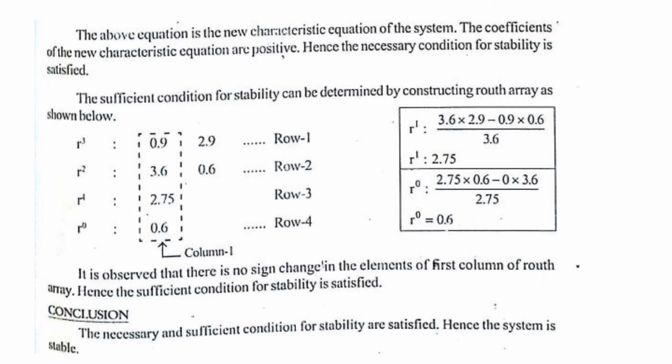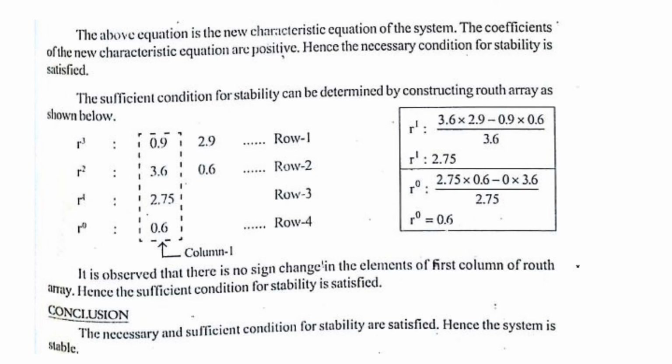In Jury's test, you start from your lowest power. You write the powers in ascending order, in a horizontal way, whereas in bilinear transformation you write in descending order in the vertical form. So for r cube, you have to write the coefficients of the odd powers, 0.9 and 2.9. For r square, you have to write the even power coefficients, 3.6 and 0.6.